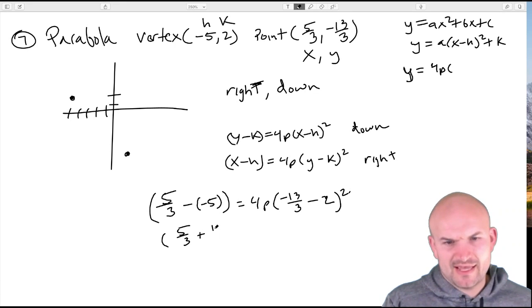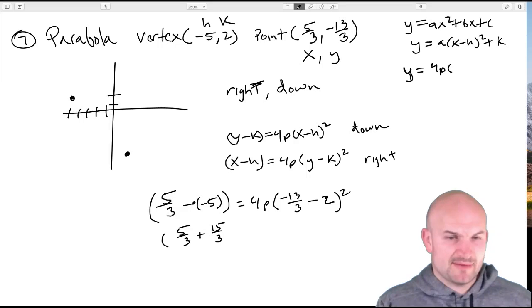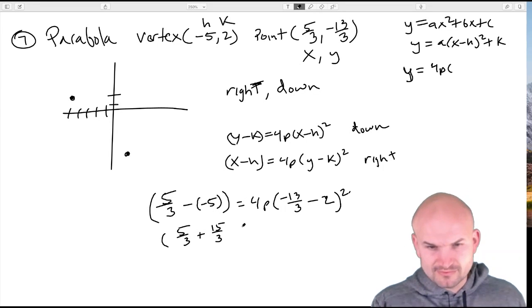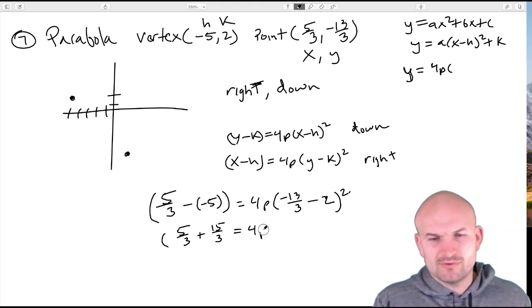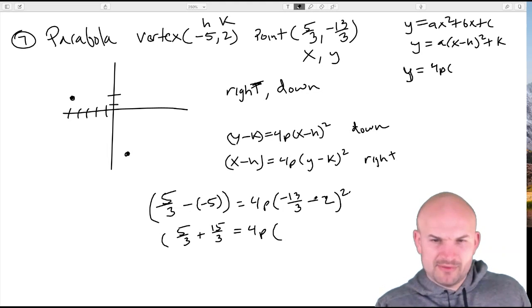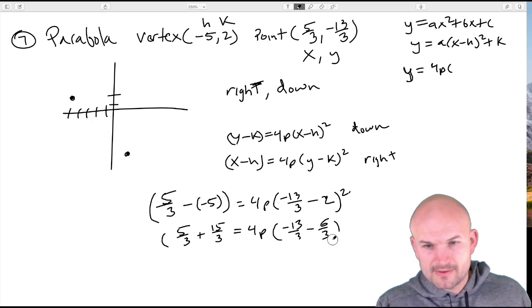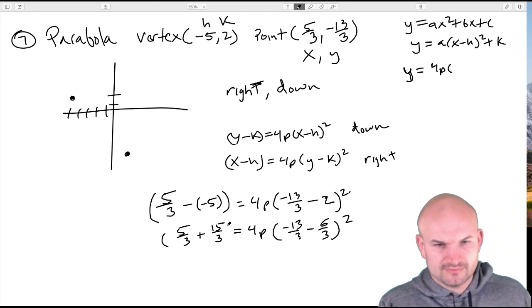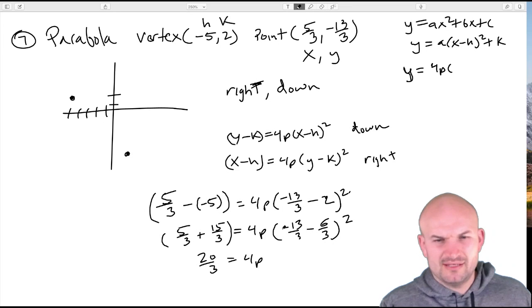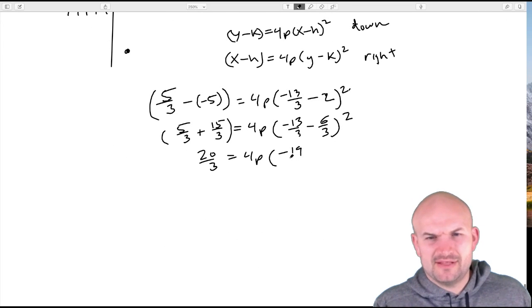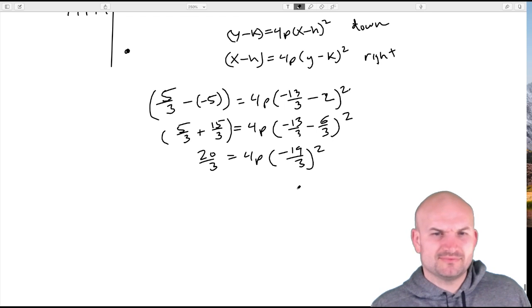So that's going to be a 15/3, right? That becomes a positive, and 5 can be rewritten as 15/3 equals 4p. You can go ahead and write this as a -13/3 minus 6/3 quantity squared. So this is a 20/3 equals 4p. Geez, I guess 19/3 quantity squared.